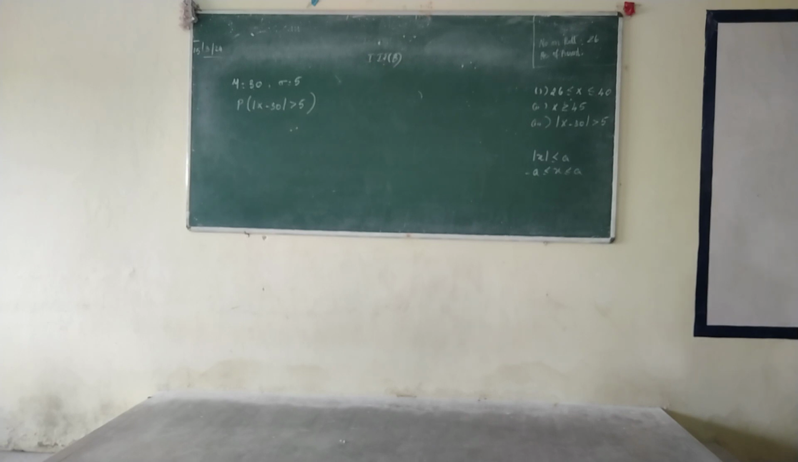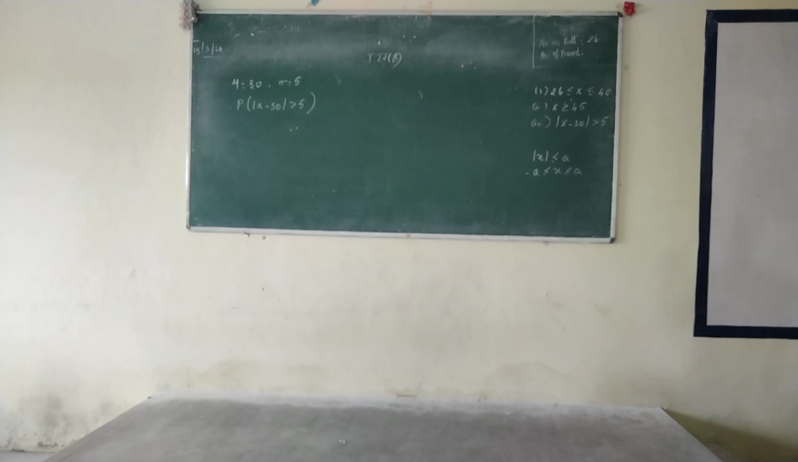How will you relate the complementary events? 1 minus P of A. What is the total probability value? 1. Greater than 5 is one event, so what will be the other event? Less than or equal to 5. So complementary means what is the logic? Probability of A complement will be equal to 1 minus probability of A.